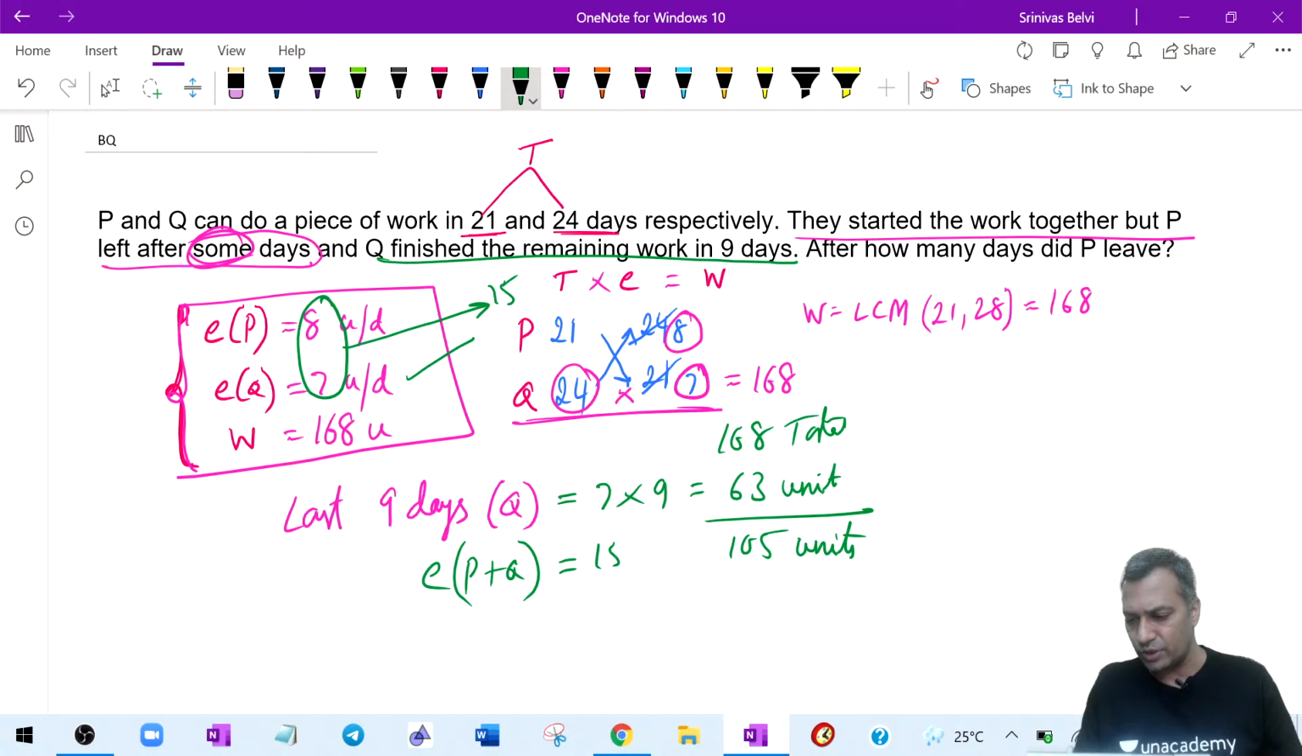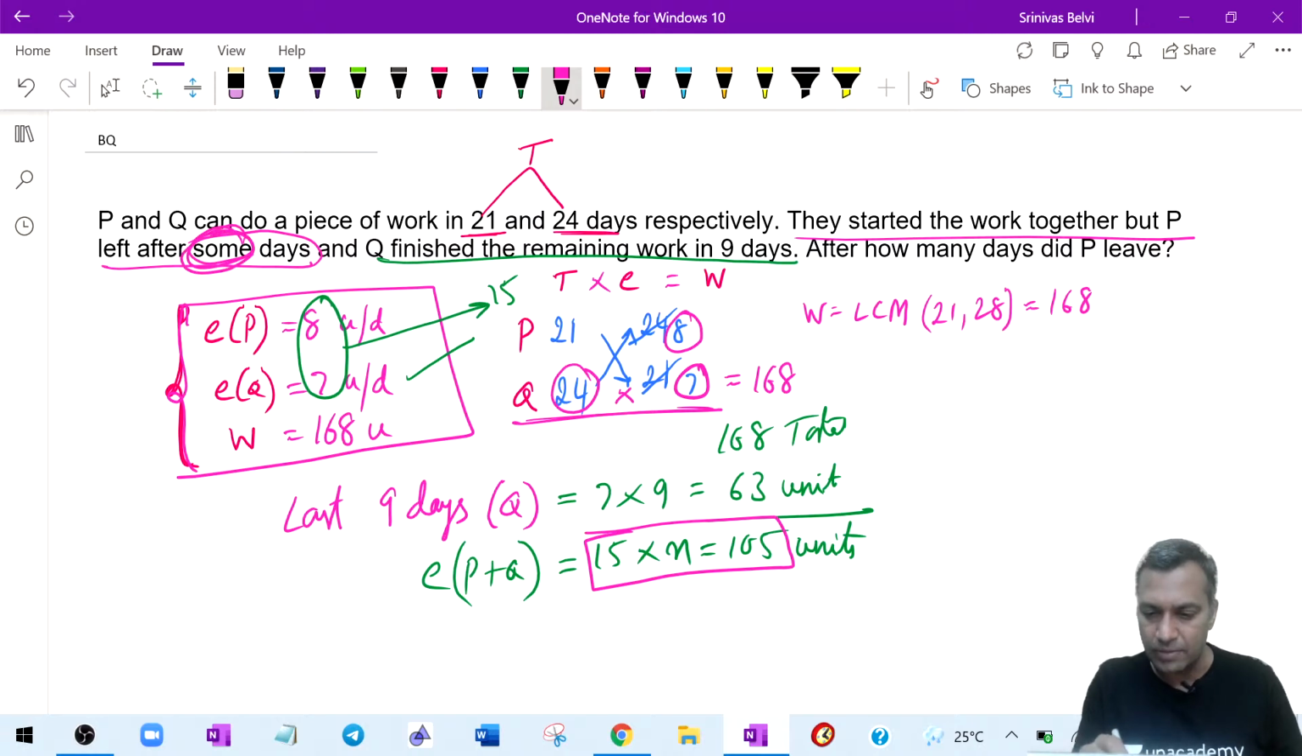8 plus 7, 15 units. How many days do they have to work? N days. How much work should they accomplish? 105 units, because they work for some days. I'm writing that as N, because I don't know.